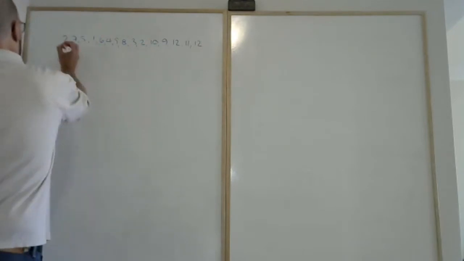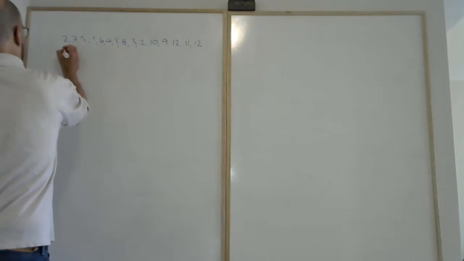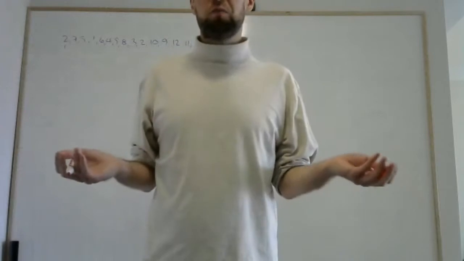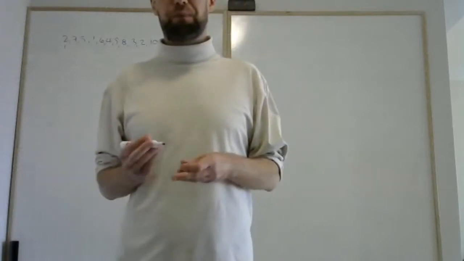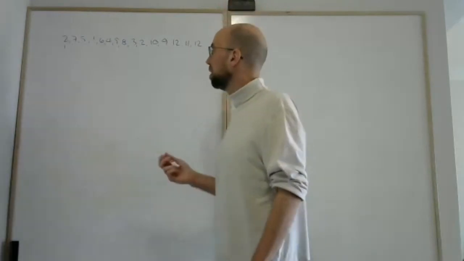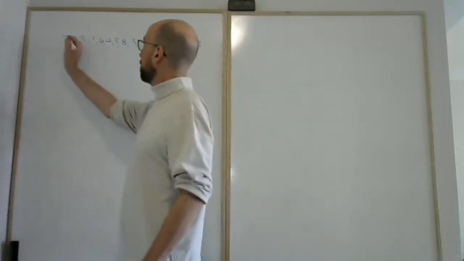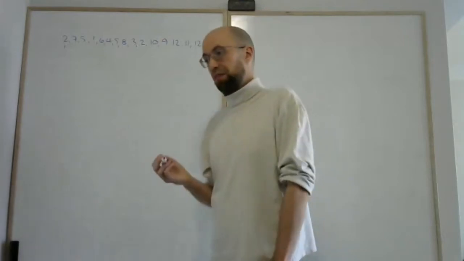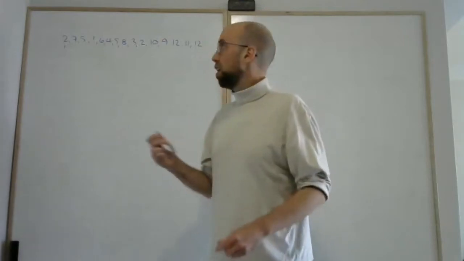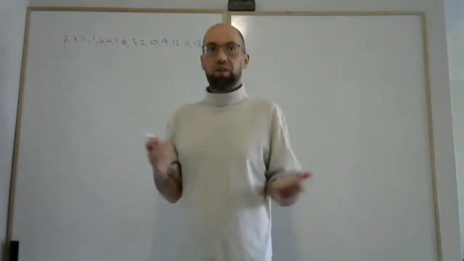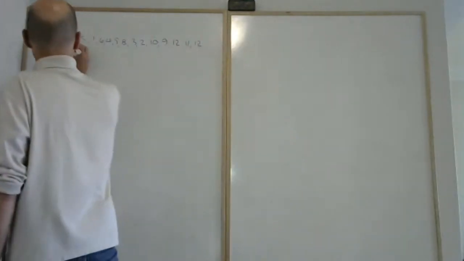The longest increasing subsequence that ends at 2 has length 1, and it is just that 2, right? That's easy. Okay, so 7, we look back through all the numbers before 7 that are less than 7, and we find the largest length, which is 1, and we add 1. So this is 2.